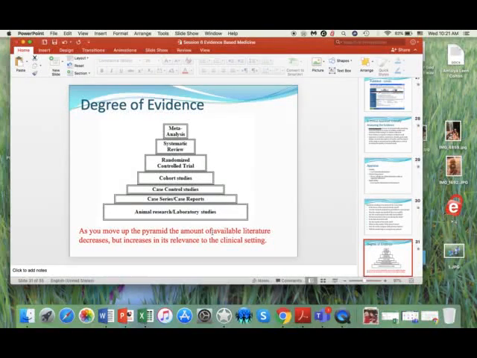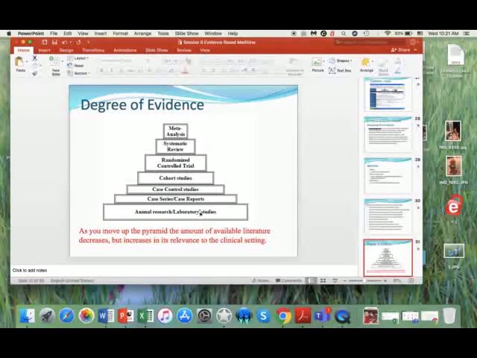So when we look at degrees of evidence, there's a lot of different types of studies that are done. And as you move up this, the amount of available literature decreases, so there's less meta-analysis than there are systematic reviews, but it increases its relevance to the clinical setting.